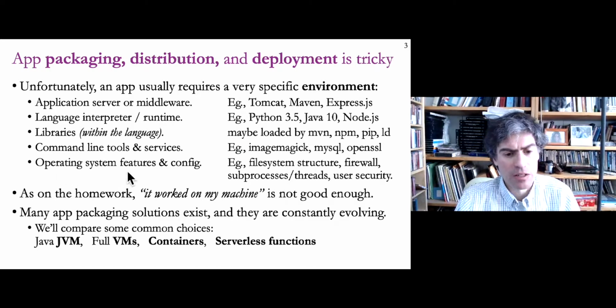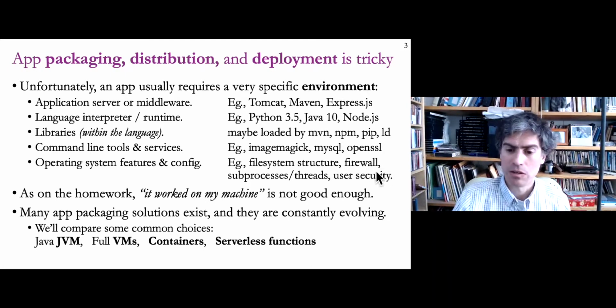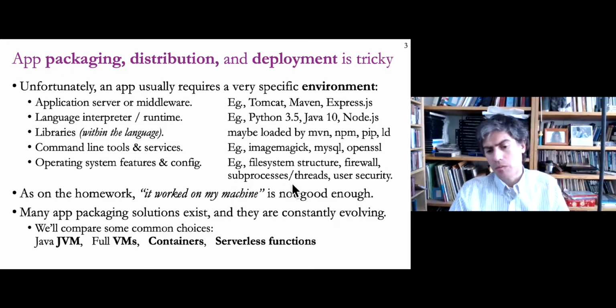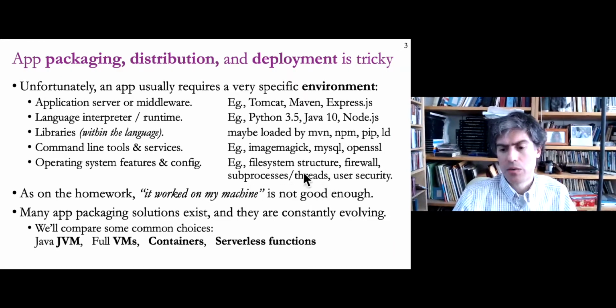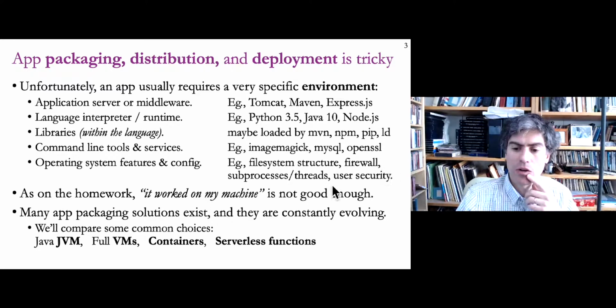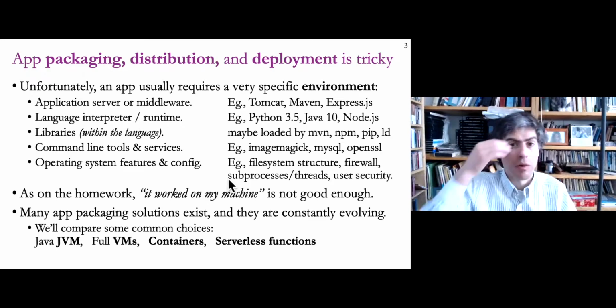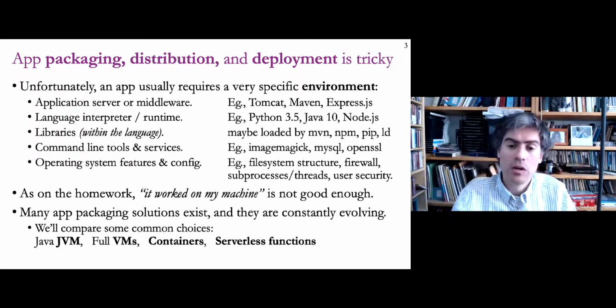There also might be certain operating system features or configuration that your code, or any of its dependencies, relies on. For example, the file system might have to have a certain structure. There might be networking set up, like a firewall configuration, that needs to be set up a certain way to get your code to run. You might be using subprocesses and threads, and the way that works is different on different operating systems. There might be certain permissions that your user needs to have to work well with, for example, other processes running under the same user on the system. There's a whole set of configurations of the machine that might be needed to get your application to run.